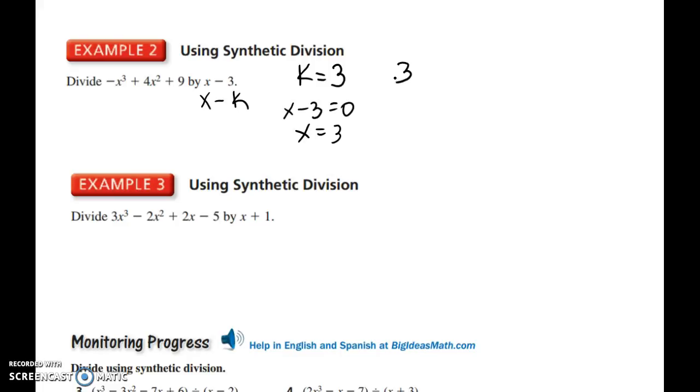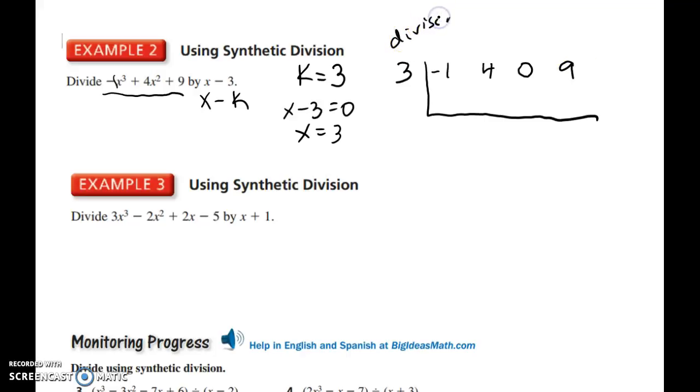Setup is most important. You're going to draw an upside down division bar, and it's going to be 2 rows big. In the first row, you write all the coefficients of your polynomial: -1 for the x cubed, a positive 4 for the x squared. Notice we're missing the x, so we fill that in with a 0, and then a 9 is last. This is what we're dividing by. So our divisor is right here, and these are the coefficients of the polynomial that we're dividing into.